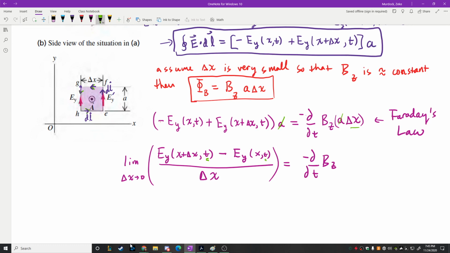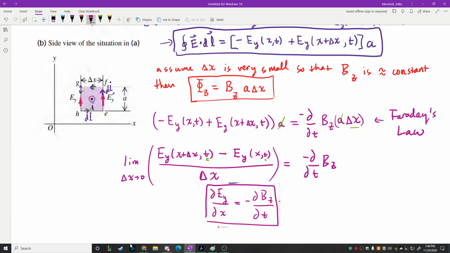The thing that's written on the left-hand side right here, we have a much simpler way of writing it. We say del Ey del x. That's the partial of Ey with respect to x. And if you don't know why, it's because you're taking the value of a function at some coordinate, x plus delta x, subtracting from that the value of the function at another coordinate, and then dividing by the distance between those coordinates. That is quite literally the first definition of the derivative that you probably learned. So del Ey del x is equal to negative del Bz del t.